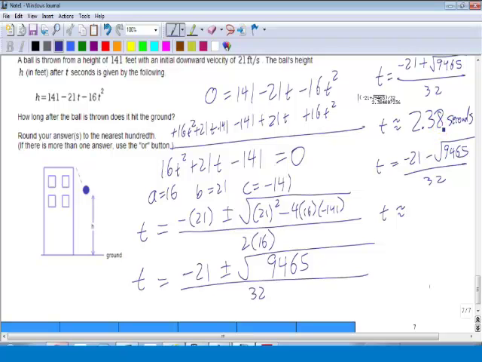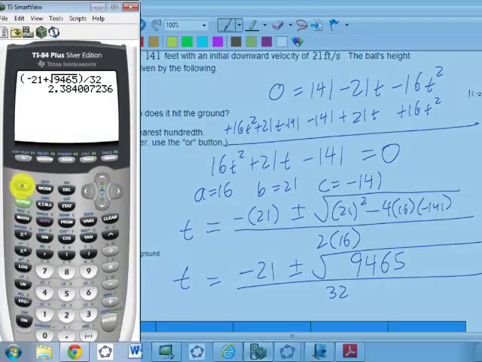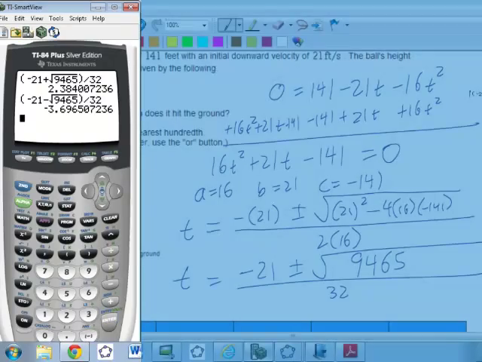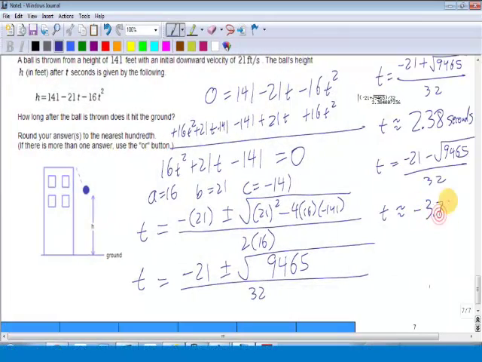You might check it. You might substitute 2.38 for T and see if you get 0 or something close to 0. The other one really doesn't help us, but if we press second entry and then change the plus to a minus, it is negative 3.70, but that's no good because we need a positive time when it hits the ground, so 2.38 seconds.